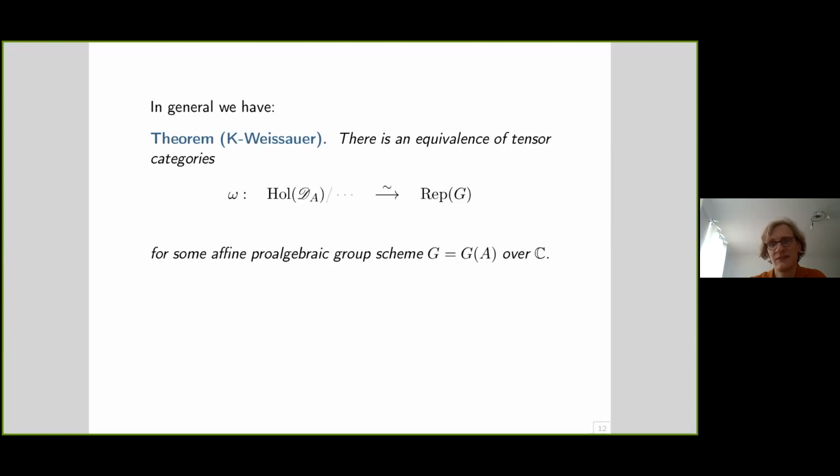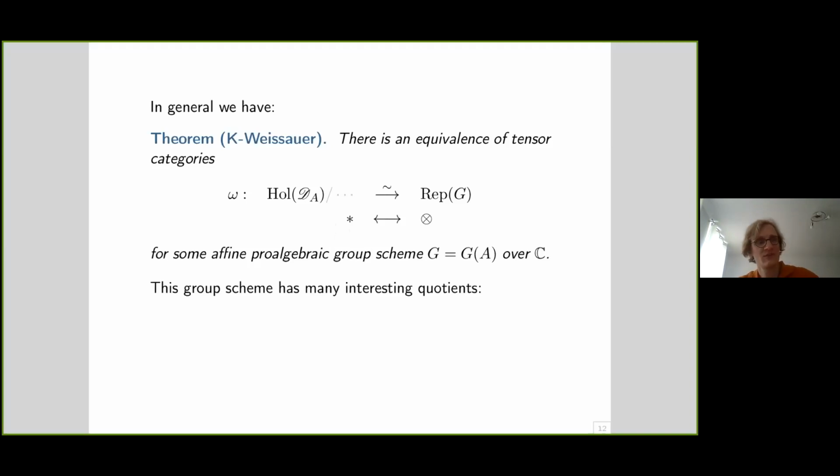So the upshot is that here on the left-hand side, we have the convolution product, which is complicated but contains a lot of geometric information. And on the right-hand side, you just have the ordinary tensor representations of algebraic groups, which is very easy to compute. And so you can go both ways. And once you know the right-hand side, you can say a lot about the geometry on the left and vice versa.